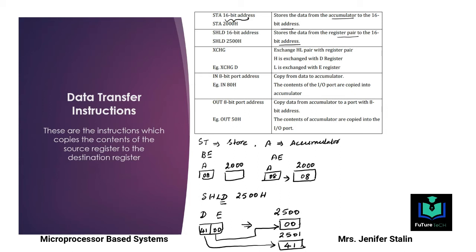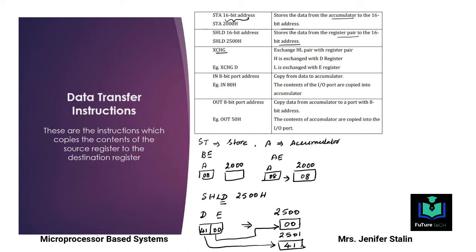So you are storing the content which is present inside a register pair to the specified address location. A register pair is 16-bit, but each register has only 8 bits. So 8 bits of data can be moved to the first address 2500, which is pointed from the program, and then 2501 will be updated with the register D, the higher order data, right?